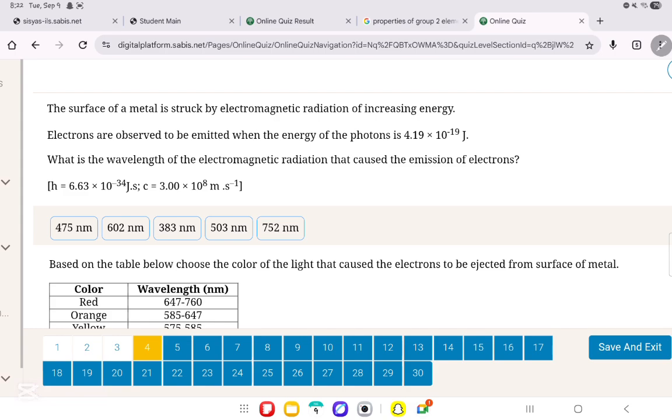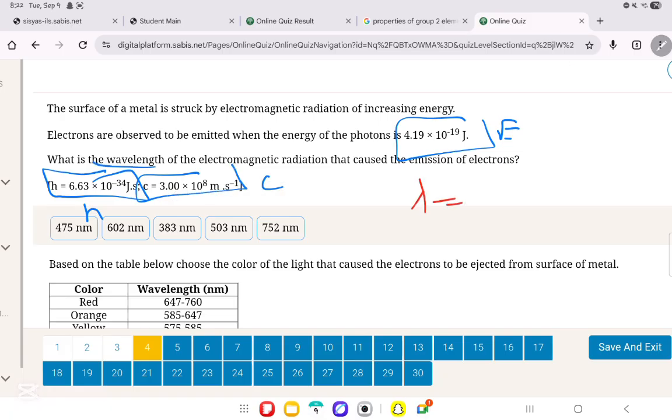The surface of a metal object is struck by electromagnetic radiation of increasing energy. Electrons are observed to be emitted when the energy of the photons is this. So this is the energy of the photons. We also have Planck's constant over here, and we have the speed of light c. They want us to find the wavelength. What's the equation to find the wavelength?